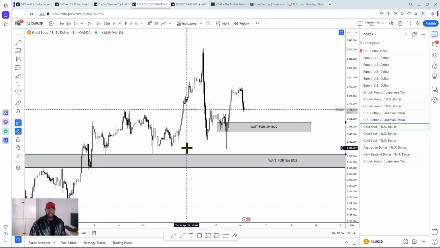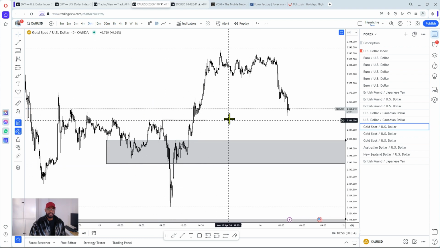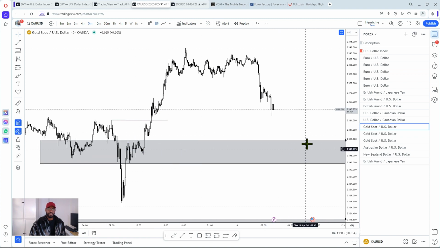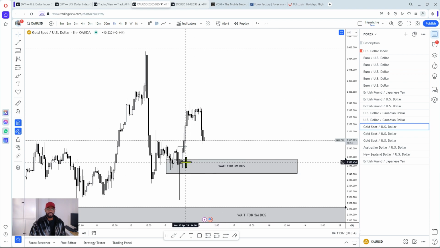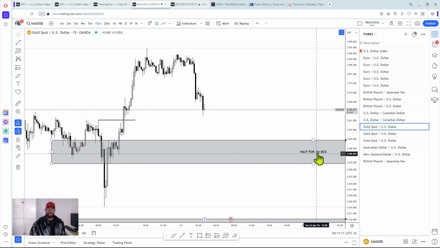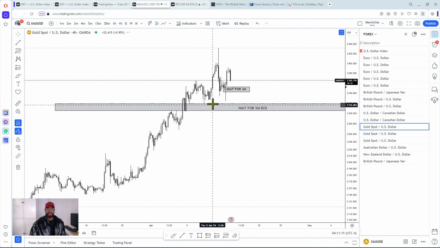In as much as we took liquidity from here, and then we broke structure, we broke 5 minute structure right here, I wouldn't be surprised if price came into this position and then continued higher. So I'll be watching that as well. If we do come into this position, I'll be watching it for a potential 3 minute break of structure to the upside. If I do see that, I'm still going to take a buy. I'm still bullish on gold regardless.